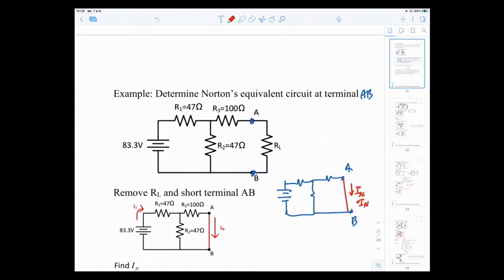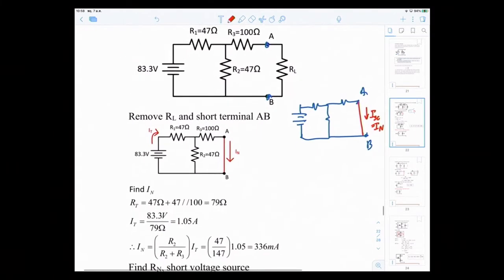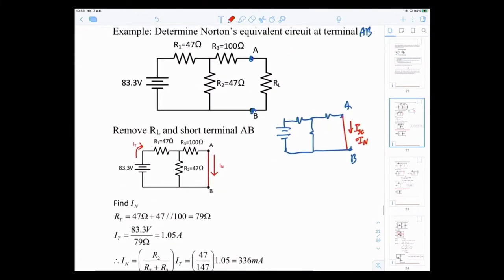You can use whatever method you want. You can use dividers, you can use mesh, but for me, I like dividers. So where does this IN come from? It has to come from the source. So this becomes I total, and then it splits into this here and this here. IN splits out from I total. So I find I total first.